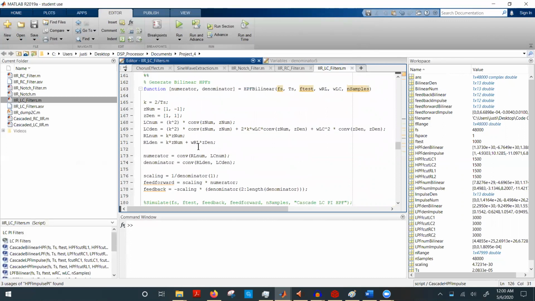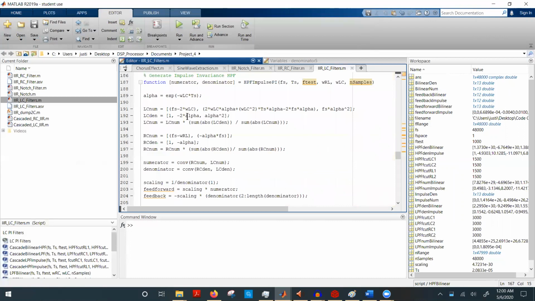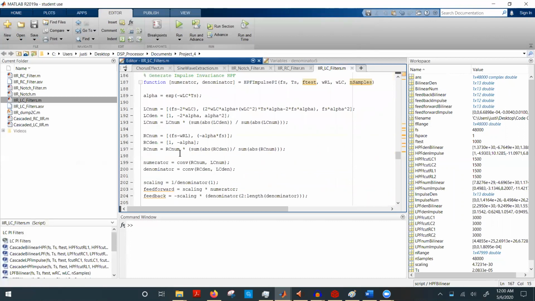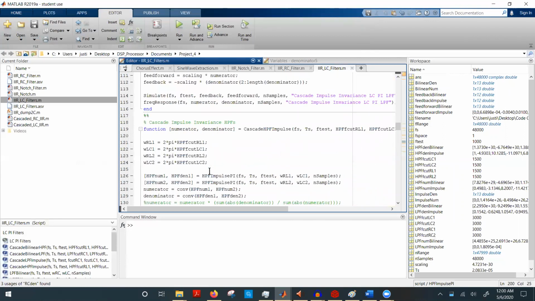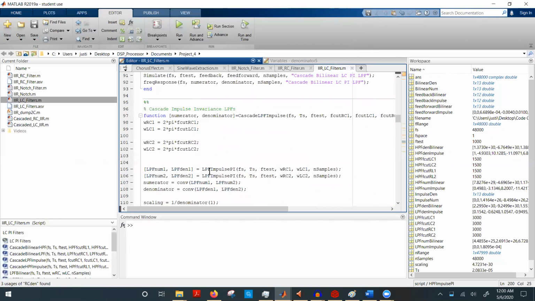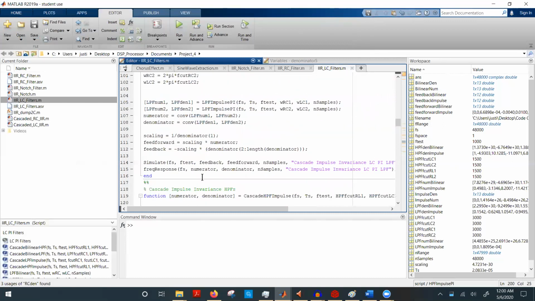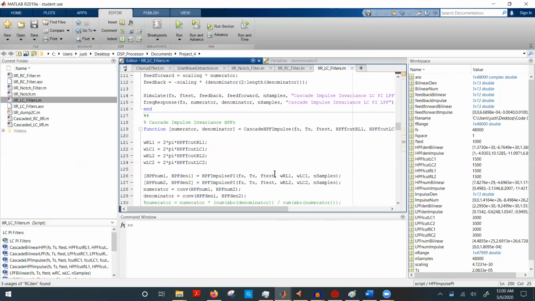No, it shouldn't be, because I have the LC numerator and the RC numerator. Oh, this is for bilinear though. I'm looking at impulse response, high pass filter. Yeah, I have the RC and then I have the LC. Convolve them together, and then I should have cascaded them. So, cascaded impulse HPFs. Yep. So I should have cascaded them together, so it should have been the same. It should have been a 6th order system.